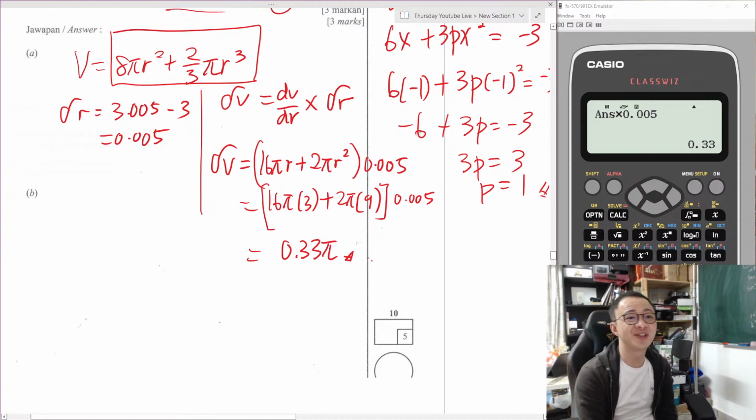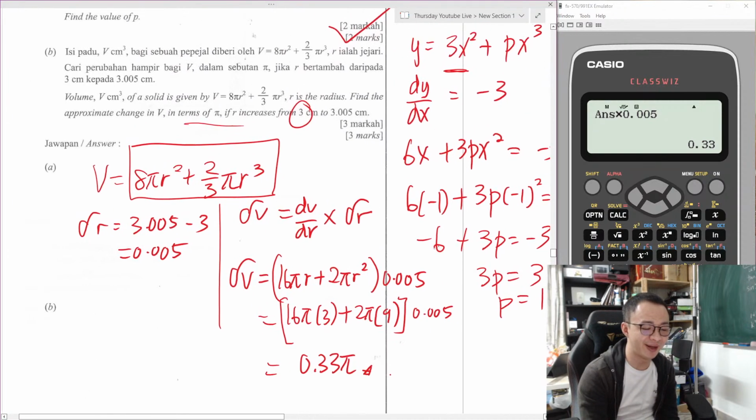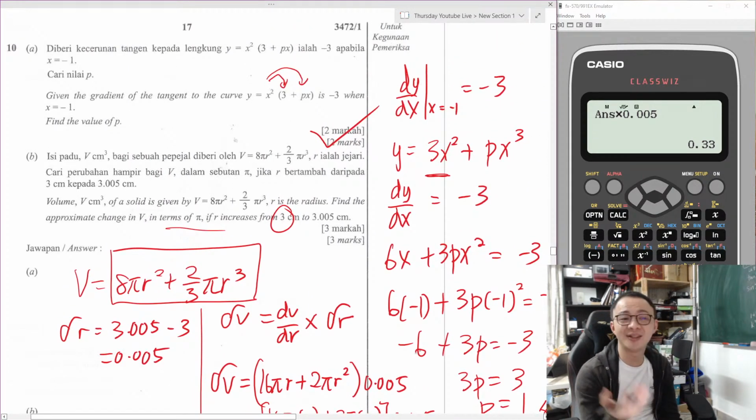Alright, this is how we solve this kind of question. It's not too bad, the small change. The differentiation is surprisingly easier than I thought, because some questions are really hard, but this one is easy.